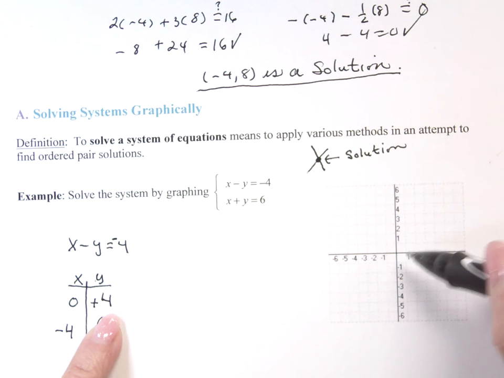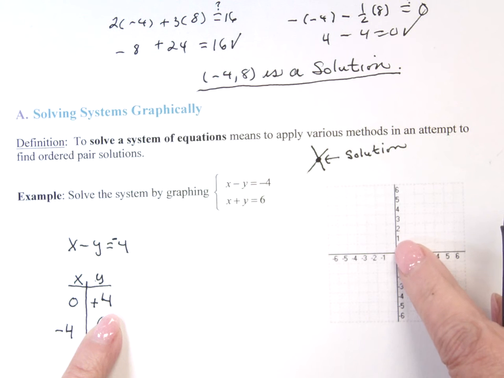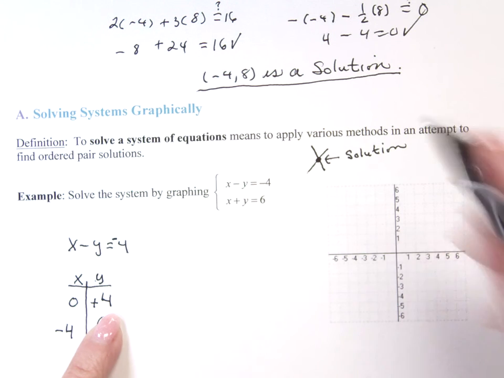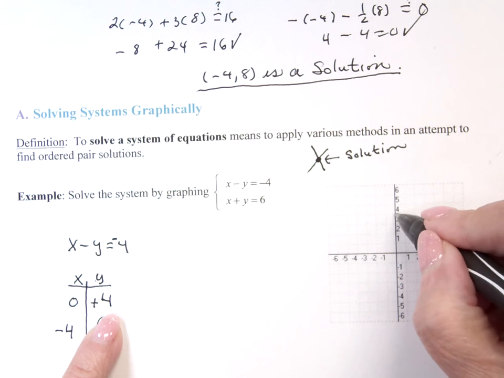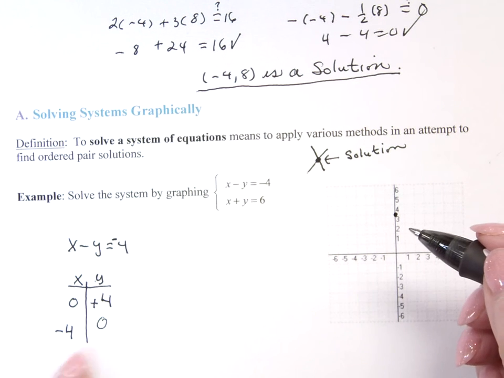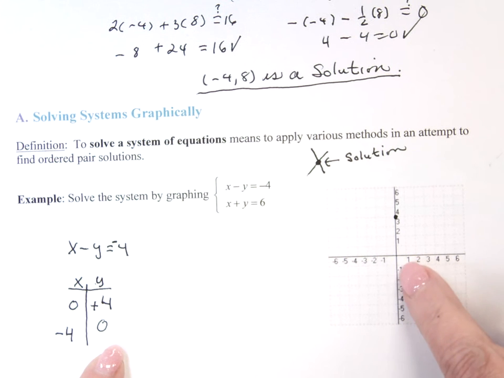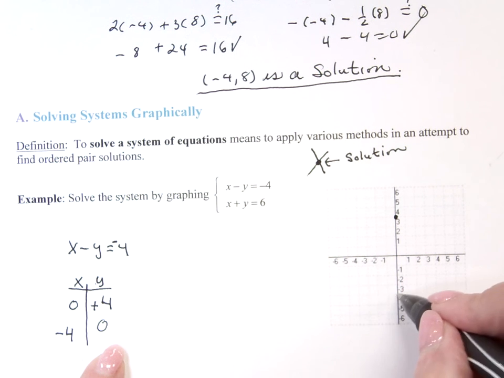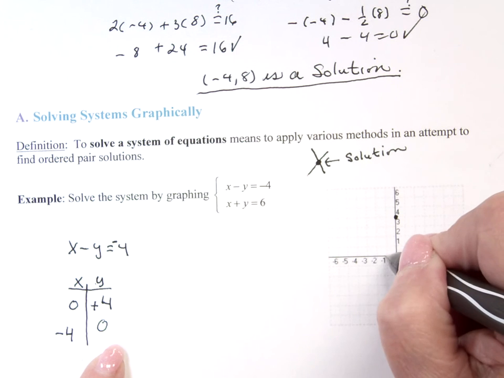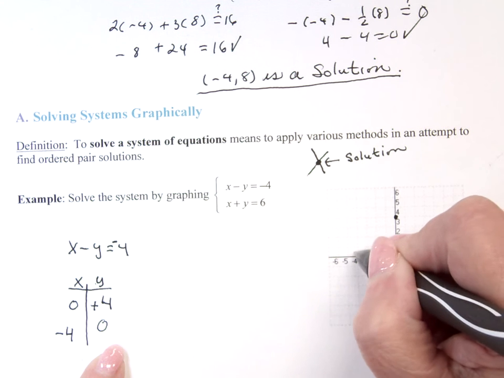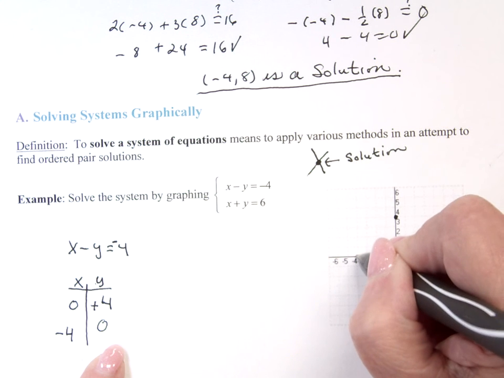Now, what's really weird about this graph paper is that the number is above the point, not on it. So it's above it, so that's 4. And negative 4: 1, 2, 3, 4. Whoops, I'm sorry. It's (0, 4), and (-4, 0). That's more like it.